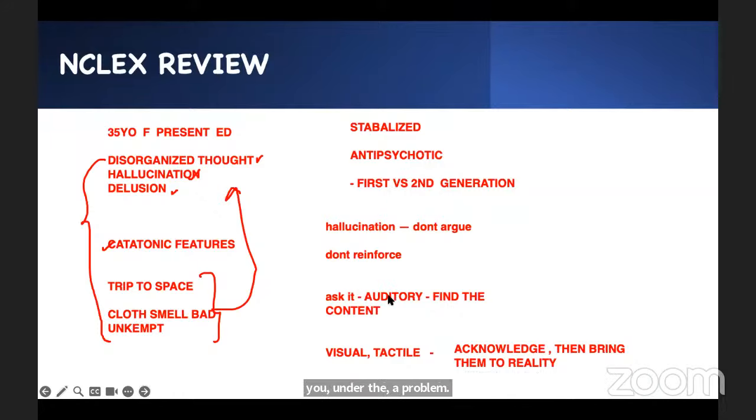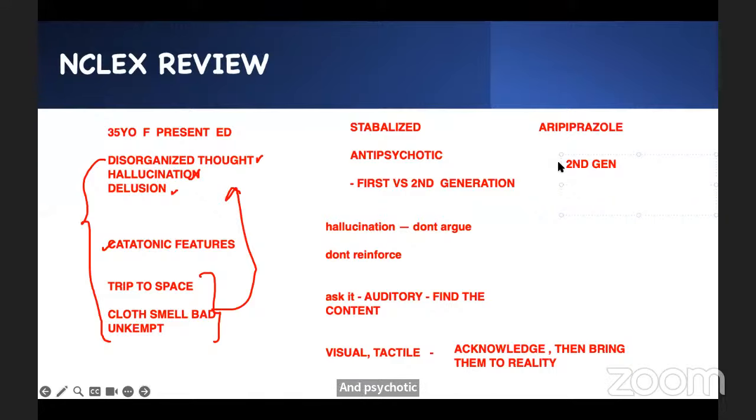Now, we put them on an antipsychotic. Either first generation or second generation, whatever you decide to give them, it's fair game, right? So, assuming we decided, let me pick for this patient, Aripiprazole. This is what she's going to go on. What kind of antipsychotic is that? What generation is that? It's a second generation antipsychotic.